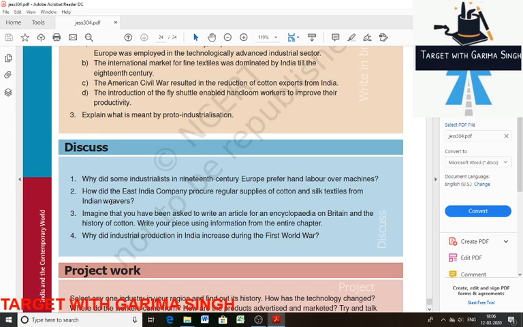So the main points I'm going to tell you again: monopoly right, new system, appointment of gomasthas, system of advances, use of power. These you can write in it.